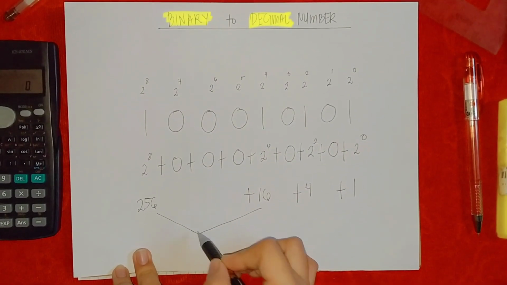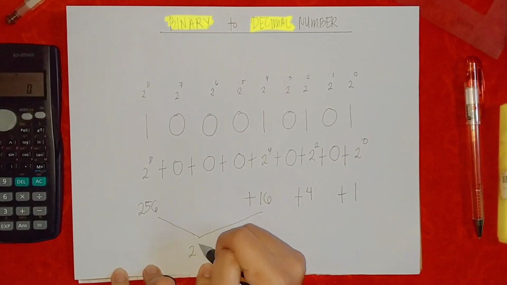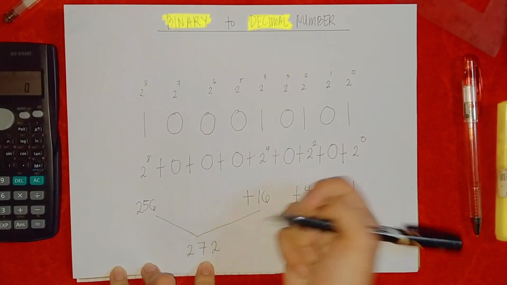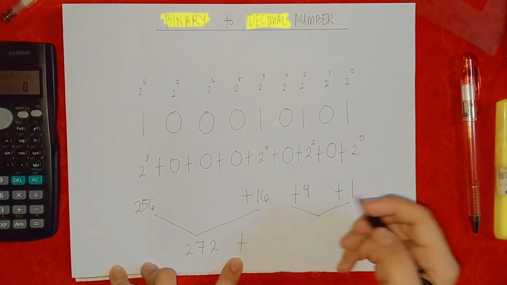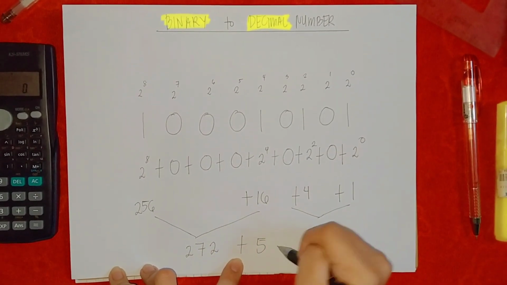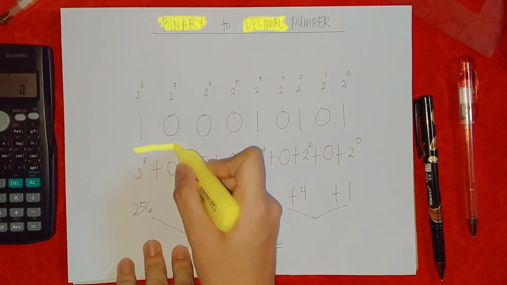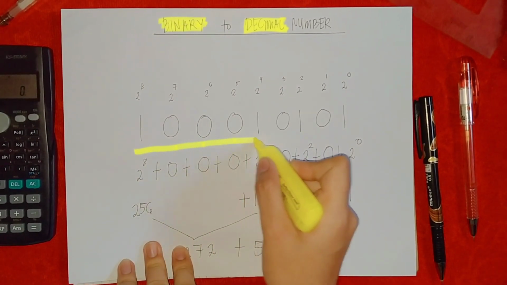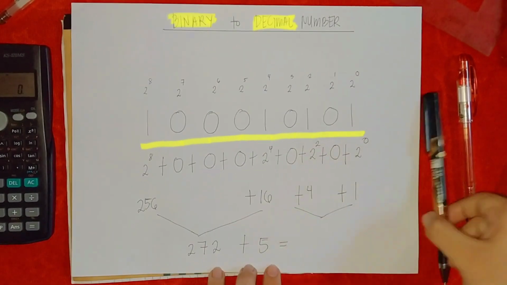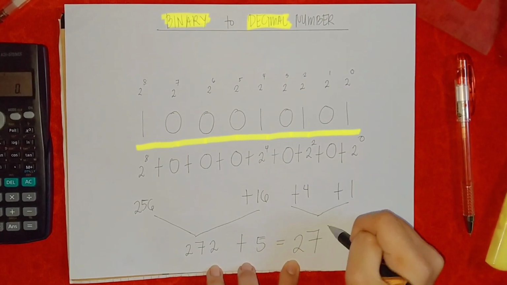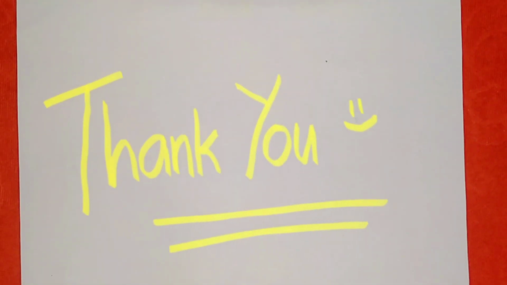256 plus 16 is equal to 272, plus 4 plus 1 is equal to 5. So therefore, the binary number 1 0 0 0 1 0 1 0 1 is equal to 277.